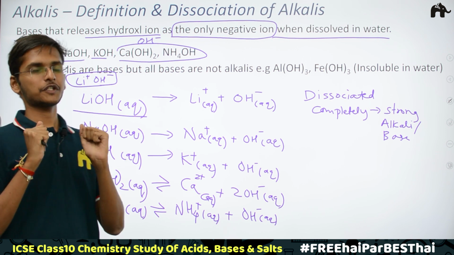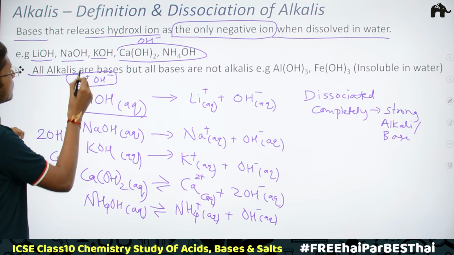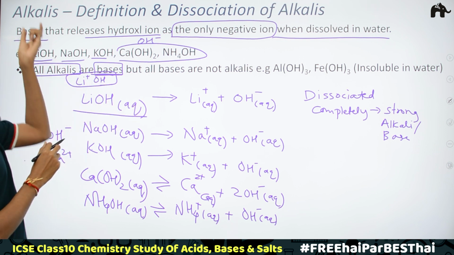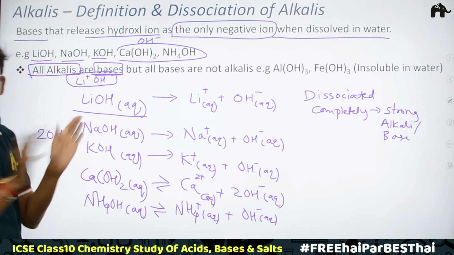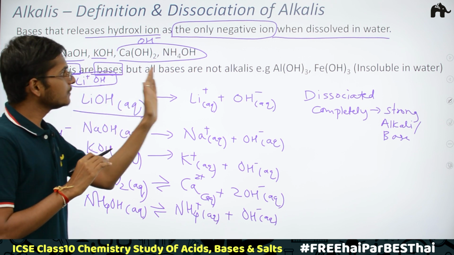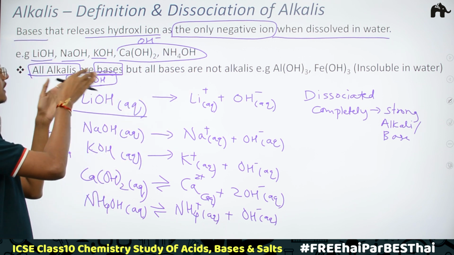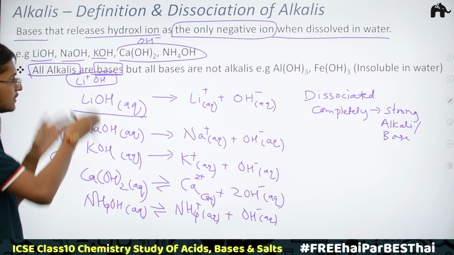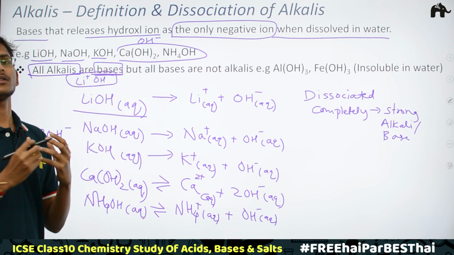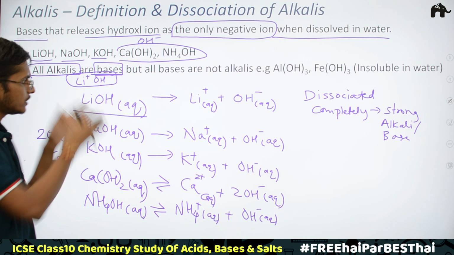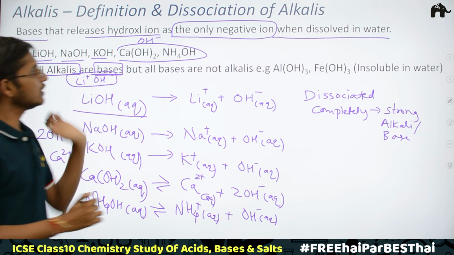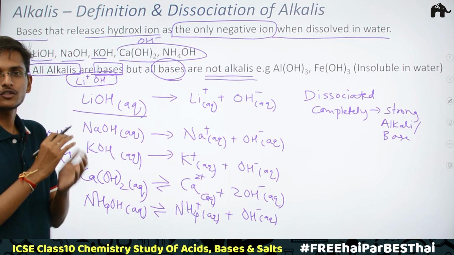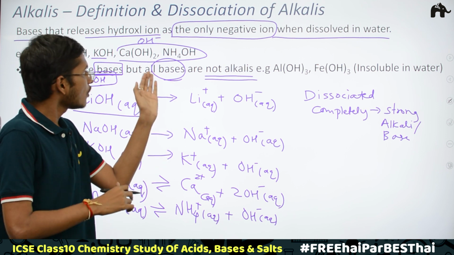Now, a very interesting thing. See, all alkalis are bases. Because we know alkalis are bases, right? So all alkalis are bases simply, but all bases are not alkalis. Since all alkalis are bases, we can understand by definition that these alkalis react with acid to form salt and water only. So these are bases actually, but all bases are not alkalis. The reverse is not always correct.